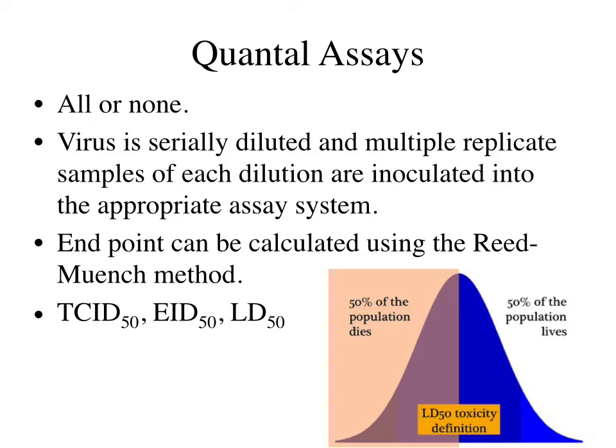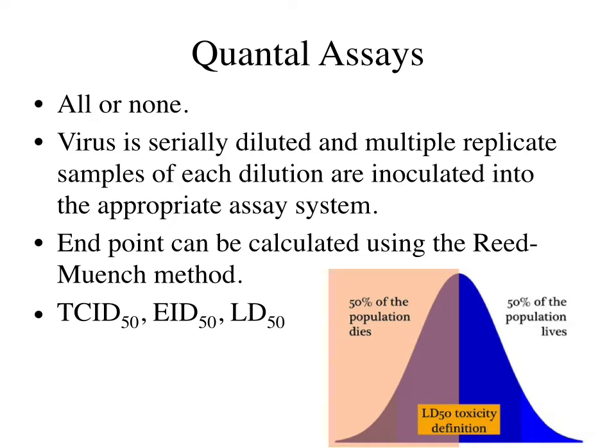So for instance, think of an LD50, a lethal dose 50%. That would be a quantal assay. And it's considered all or none because either the animal dies or it doesn't. You don't have any in-betweens. And so because for each individual unit you have a yes or a no kind of result, you have to have multiple replicates for each dilution. And you have to put those into your assay system.